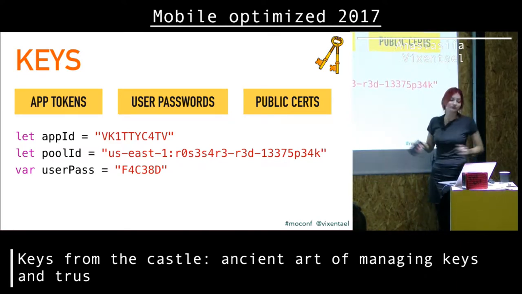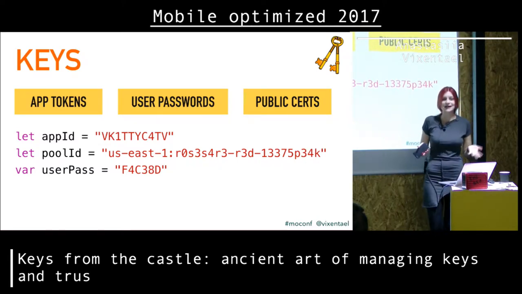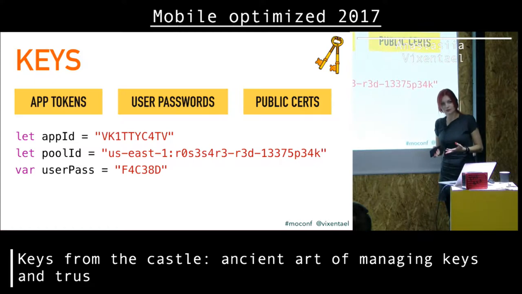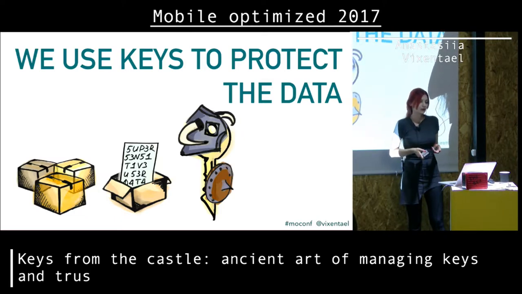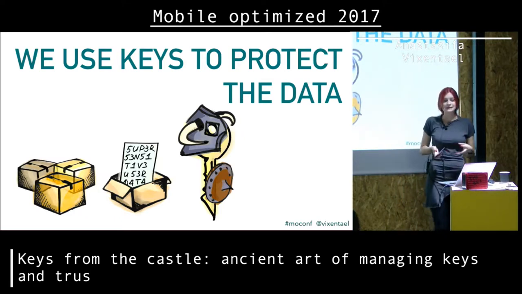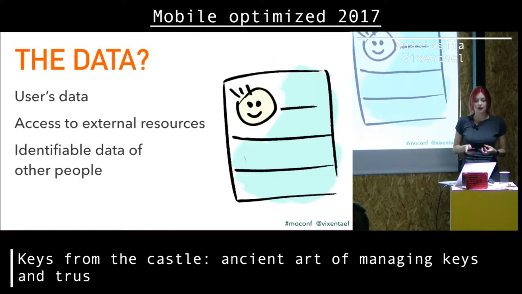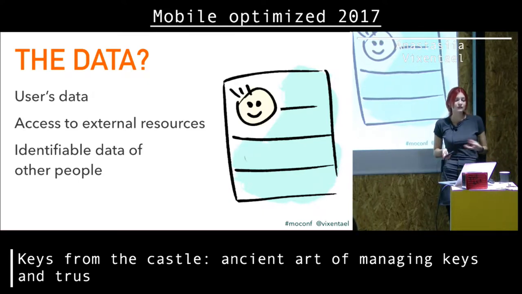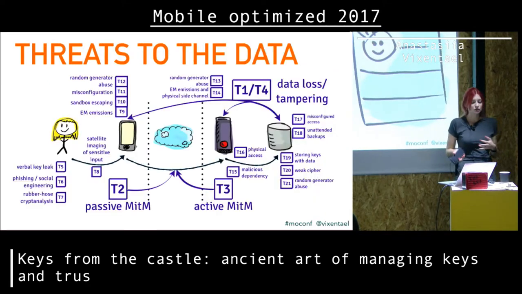So, keys. What kind of keys do we know? Application tokens, passwords, certificates, these are familiar things to you, right? All of these things are actually keys from a security point of view. Why do we need these keys? Keys protect the data, and they let access to the data. They allow you to verify data's authenticity and integrity. What kind of data? Actually, all user-generated data that we really care about in our apps, but not only. It's also access to external resources.